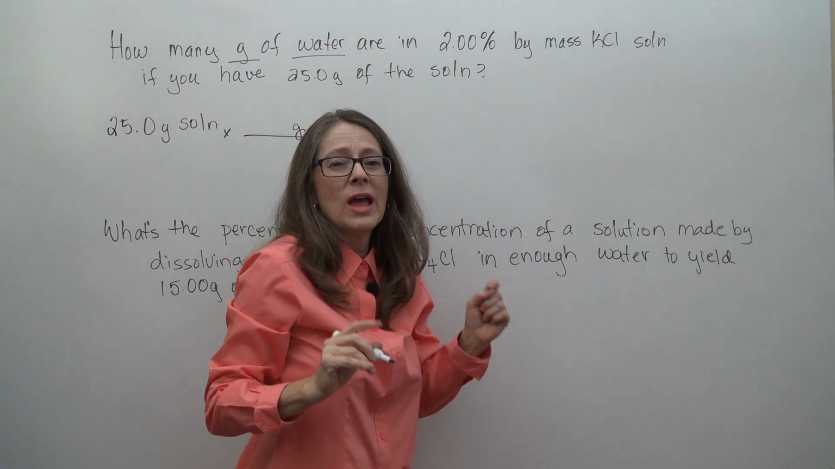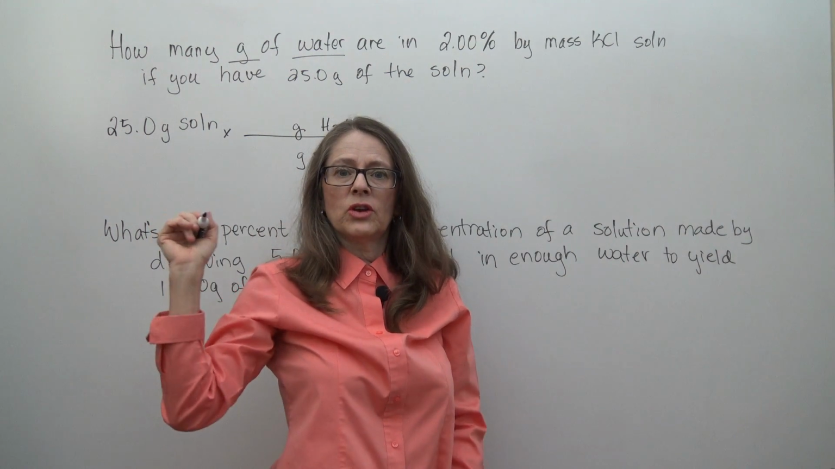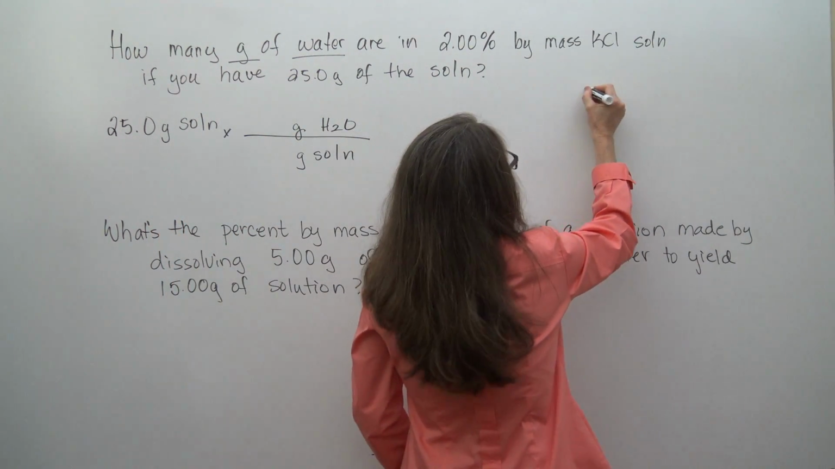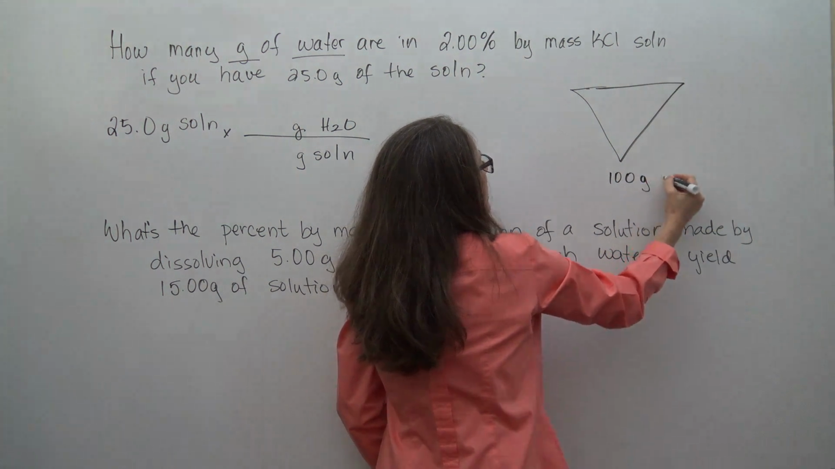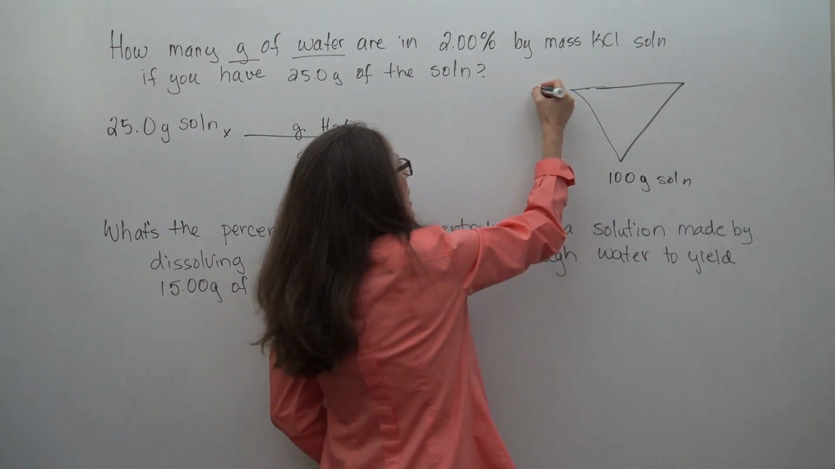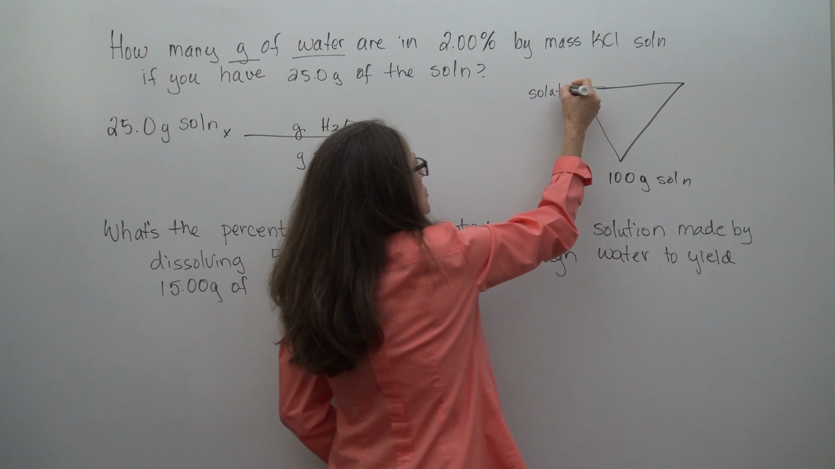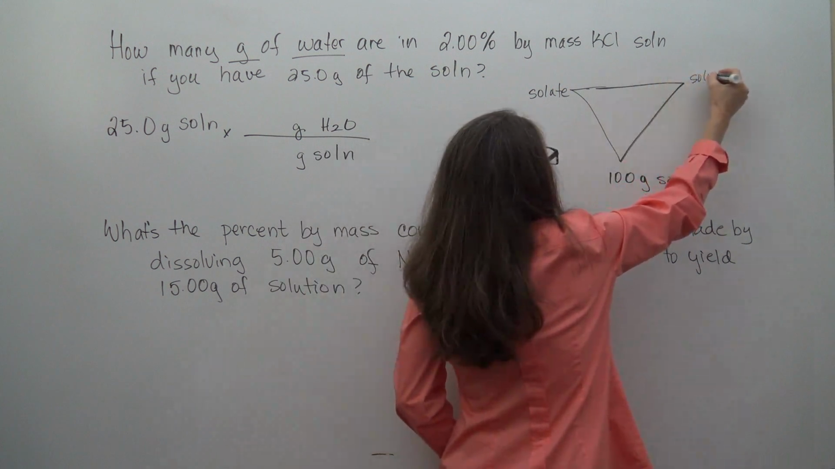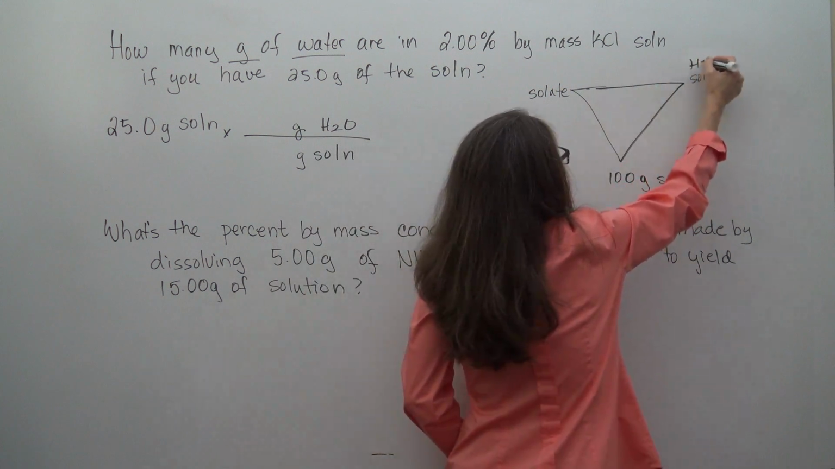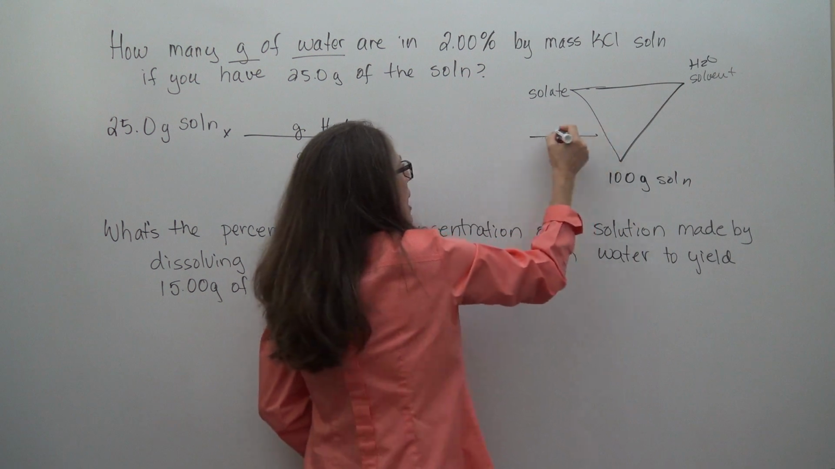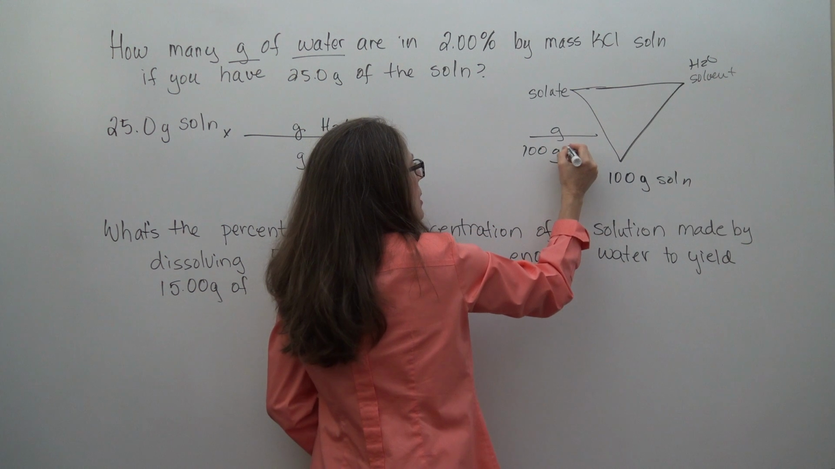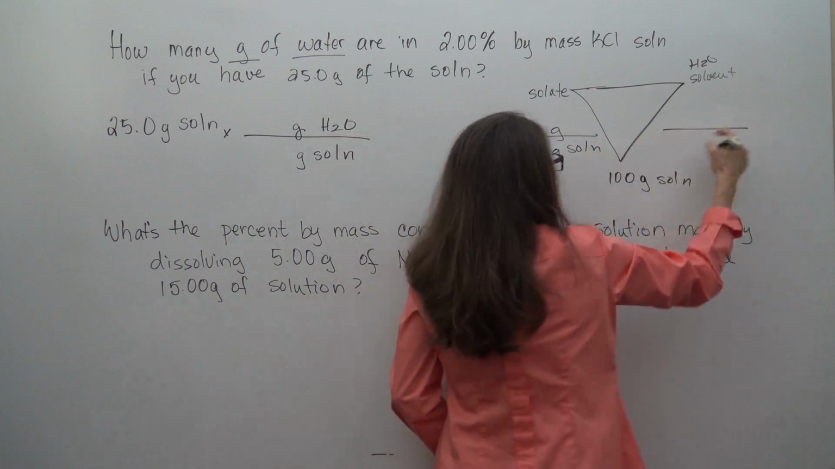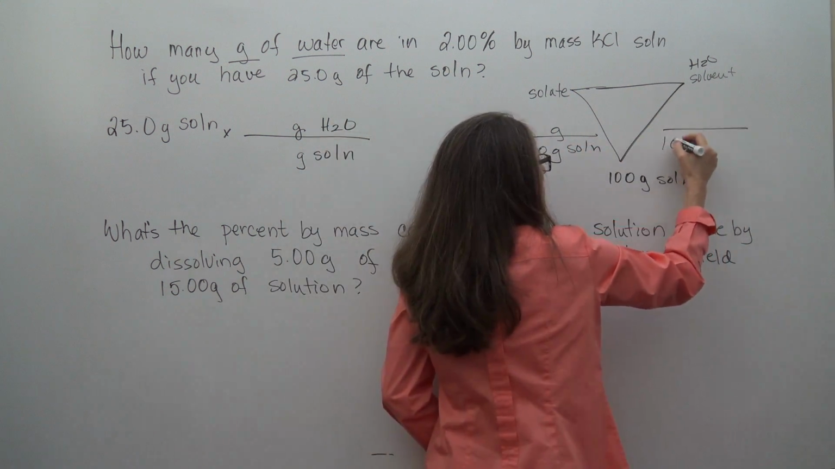Now I'm going to go and do my solutions triangle to figure out my conversion factor. I'm always going to assume 100 grams of solution, and a solution is made up of a solute and a solvent. And in our class, the solvent is always going to be water. And the 100 grams goes on the bottom here of solution.